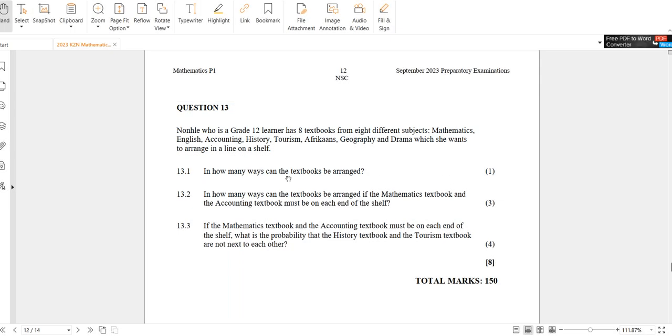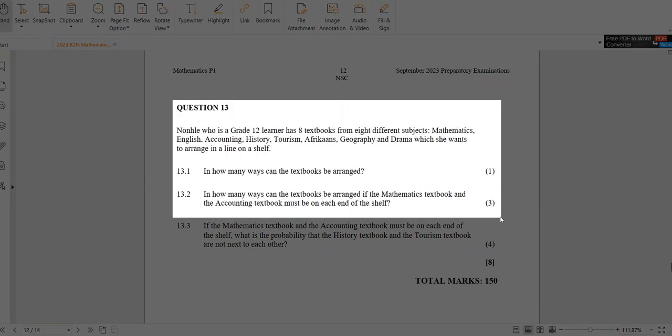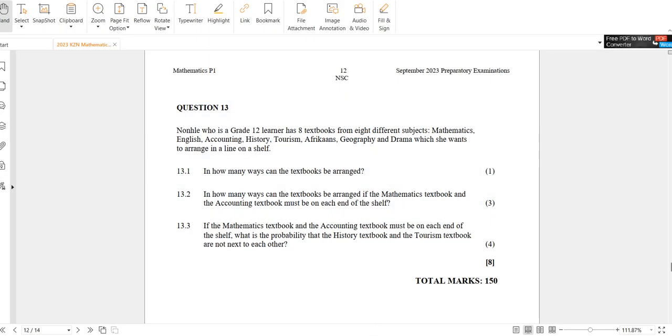Let's do the first 2 questions, because usually the first question is like, you know, factorials, and it's easier to solve.